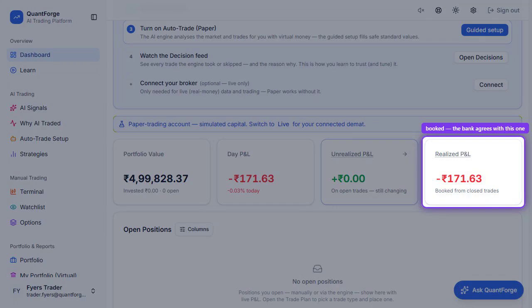Right now my unrealized is 0. Because nothing is open. With no open trade there is nothing to fluctuate, so day P&L equals realized P&L. When you hold something, these two will separate.